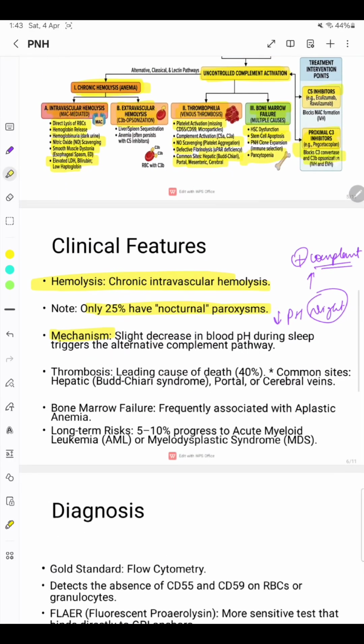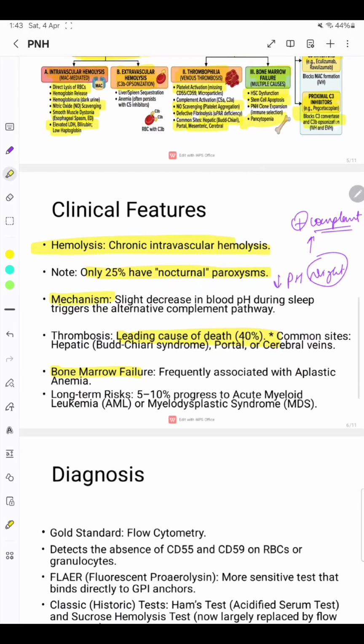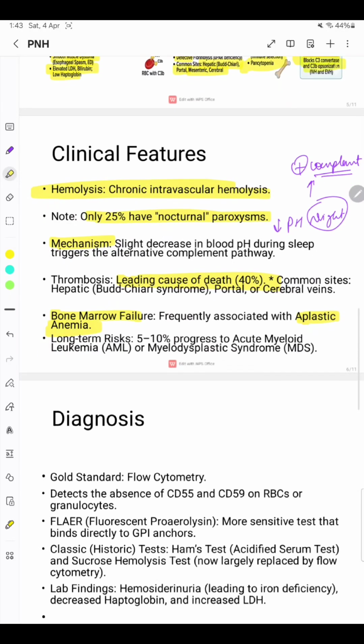Thrombosis is the leading cause of death in PNH, and the common sites are hepatic, portal vein and cerebral vein. Bone marrow failure is frequently associated with aplastic anemia, and in the long run 5 to 10% of cases of PNH may develop into AML or myelodysplastic syndrome. This also suggests that the pathogenesis is somewhere in the hematopoietic stem cell. So ultimately they result in AML and myelodysplastic syndrome.